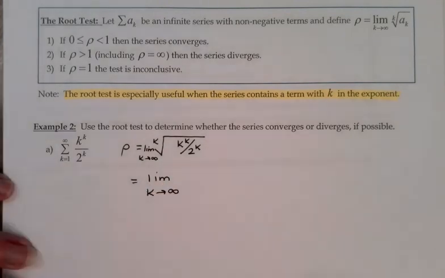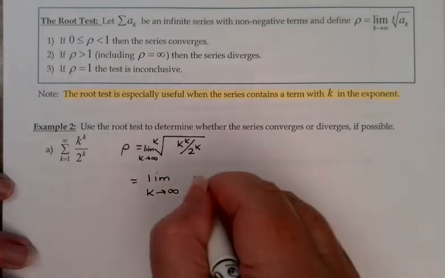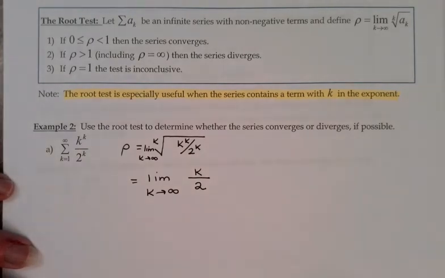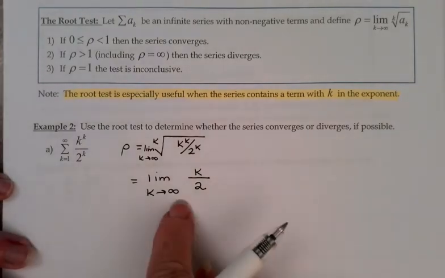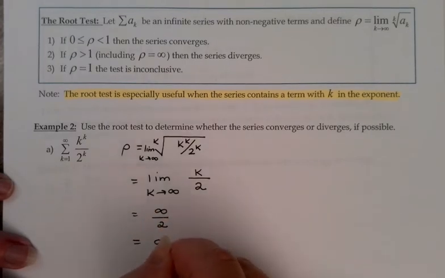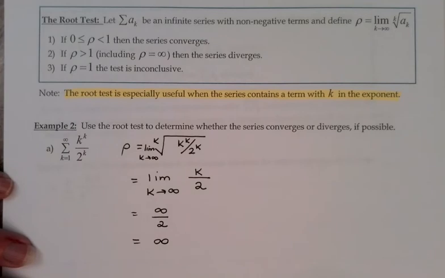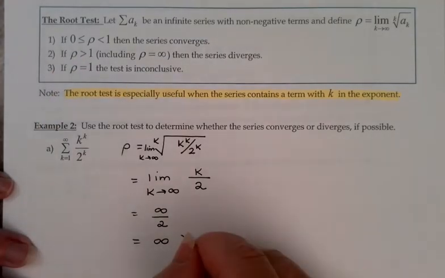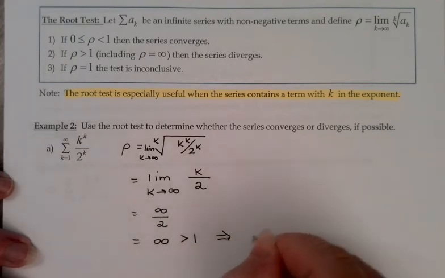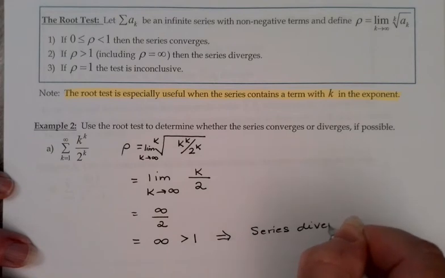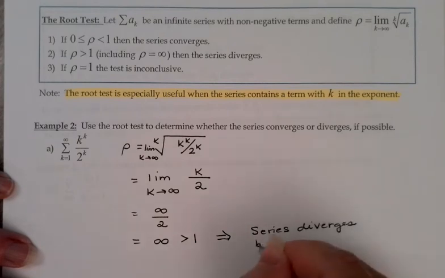So that would be the limit as k goes to infinity. And of course, taking the kth root of the kth power just gives me k on the top and 2 on the bottom. Well, as k goes to infinity, I get infinity divided by 2, which is certainly infinite. And since rho is greater than 1, including in this case our infinity case, I would be able to say my series diverges by the root test.